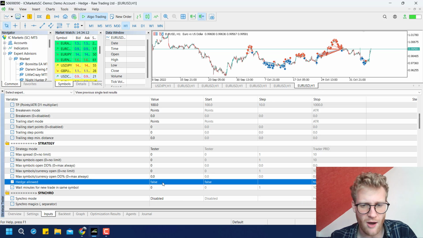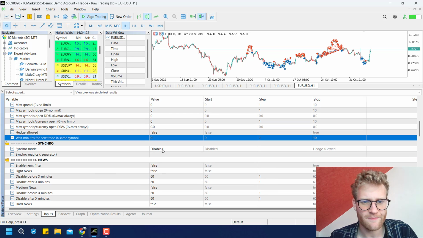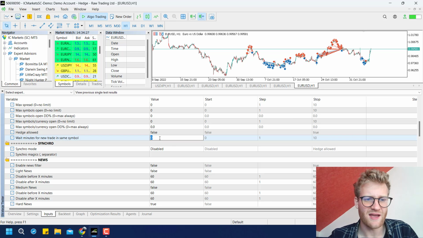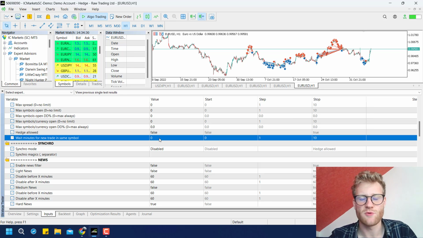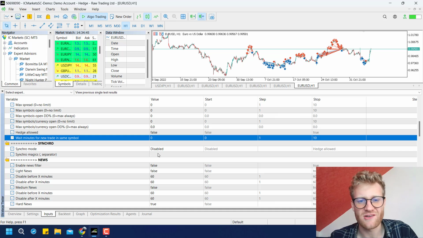So then we allow or not allow hedging. This is interesting because I would have thought that we would allow hedging. And this is just a timer where we can say we want to wait, for example, 10 minutes before we open another trade in the same symbol. And we opened several trades in the same symbol, which might be an indicator that we have some kind of grid functionality here, but we will see this later on.